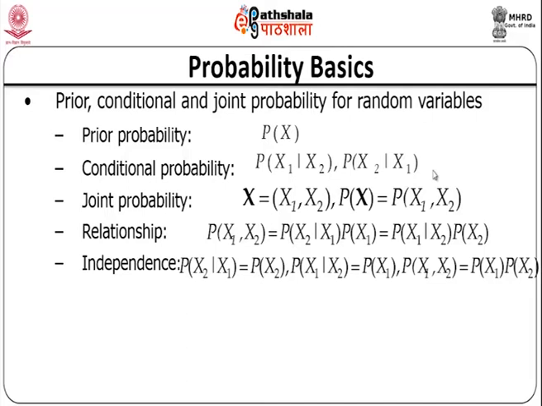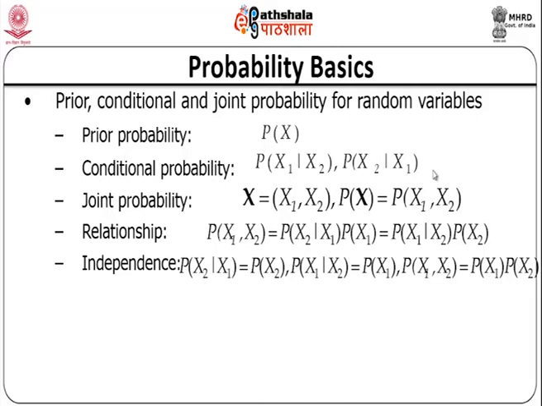This can be told as P(x), where x is defined in terms of x1 and x2. So, the probability of x is nothing but the probability of x1 and x2 occurring. Then you have a relationship for that joint probability that says the probability of x1 and x2 occurring is the probability of x1 occurring, and given x1 is occurring, the probability of x2 occurring. Or it can be told the other way around also: the probability of x2 occurring and the probability of x1 occurring given that x2 has occurred.